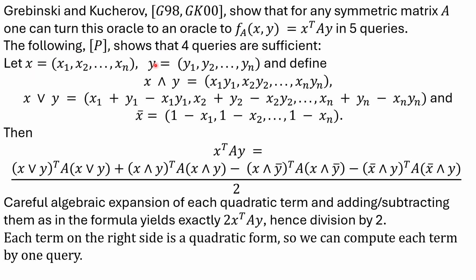Let x be a vector and y also be a vector, and we define this as the join of x and y, x or y, and this is the opposite of x. Then, x transpose Ay is equal to these 4 queries. Careful algebraic expansion of each quadratic term and adding or subtracting them as in the formula yields exactly 2 x transpose Ay. We then divide it by 2, which gives us the equality x transpose Ay. Each term on the right side is a quadratic form, so we can compute each term by 1 query.